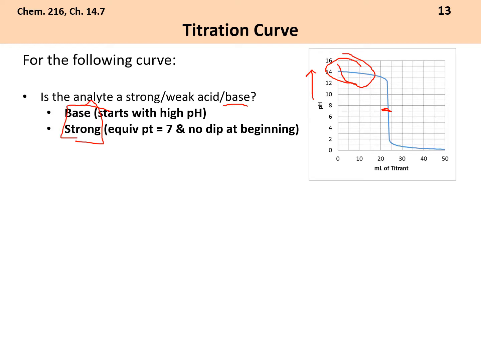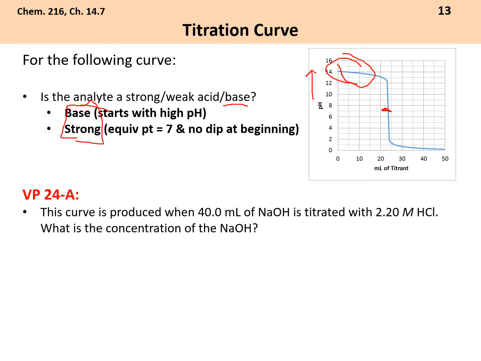We could now use this in order to figure out the concentration of our NaOH. So it tells me here that 40 mL of our NaOH, that's our analyte, is titrated with 2.2 molar of our HCl. That's our titrant. And we want to know the concentration. So we're going to have to use this equivalence point. You can estimate that volume from the curve in order to find the concentration of our NaOH. This will be video problem 24A.